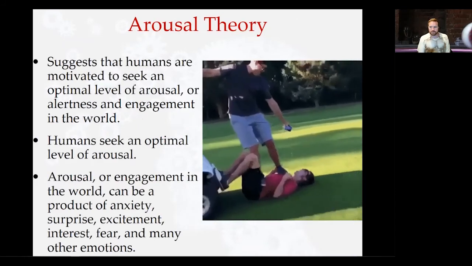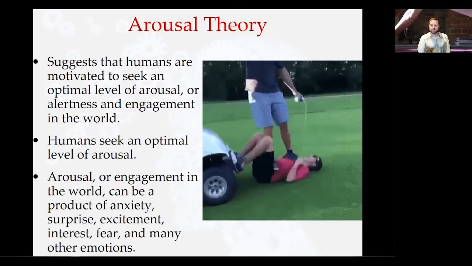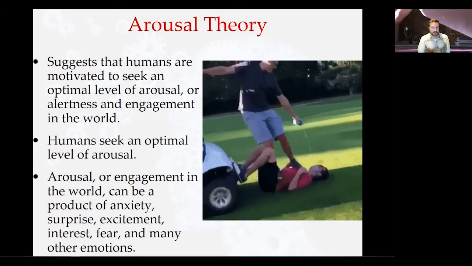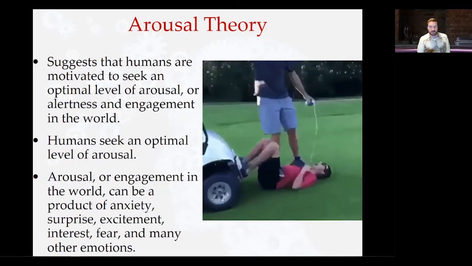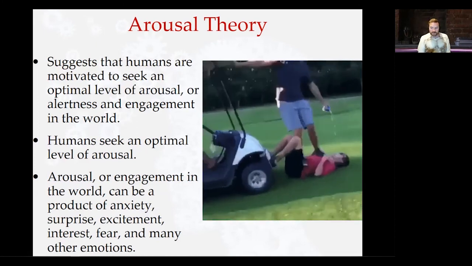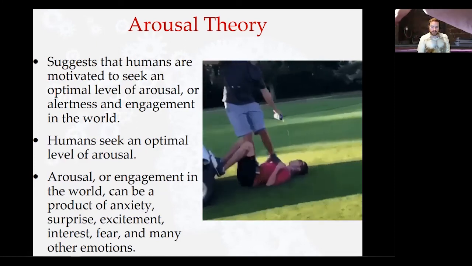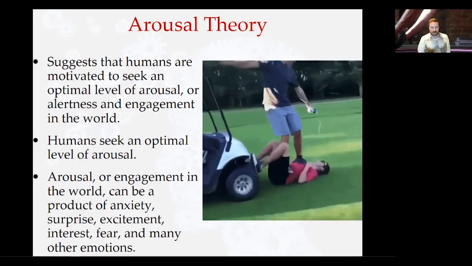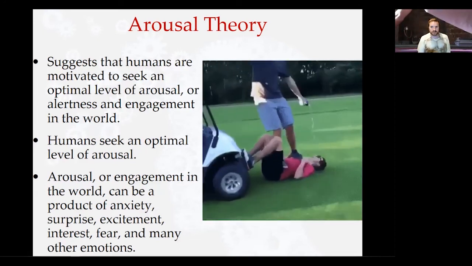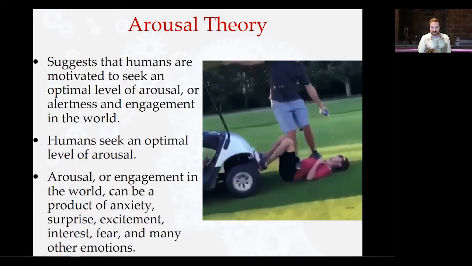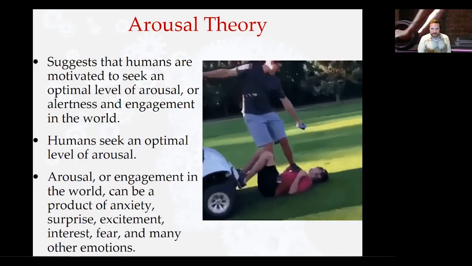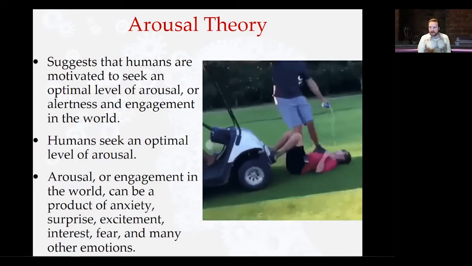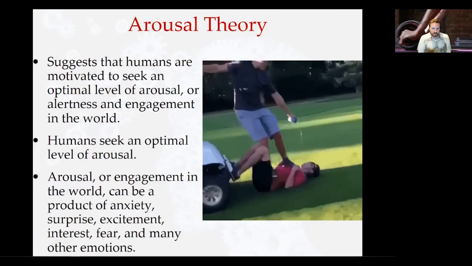Arousal theory. So arousal theory suggests that humans are motivated to seek an optimum level of arousal or alertness and engagement in the world. So arousal or engagement in the world can be a product of anxiety, surprise, excitement, interest, fear, and many other motivations. So looking at the GIF here, although this seems risky and sort of stupid, why do people engage in this behavior? Well, optimum arousal theory would suggest that some people need a higher level of stress in order to perform well or be comfortable.